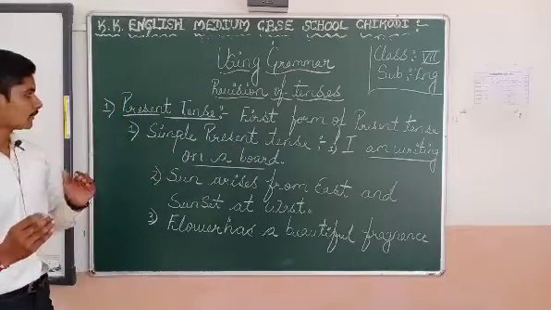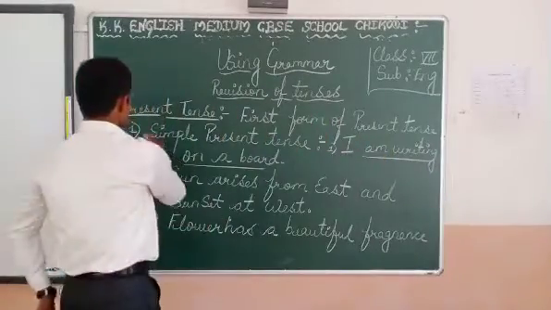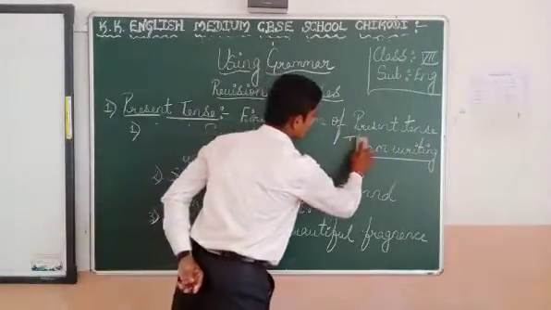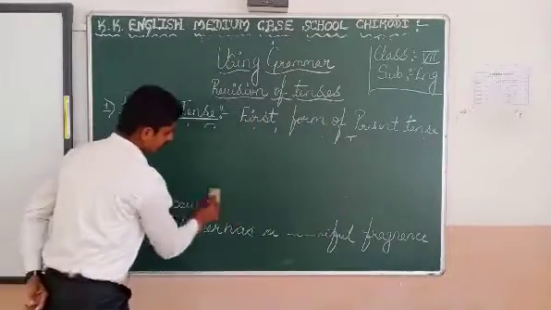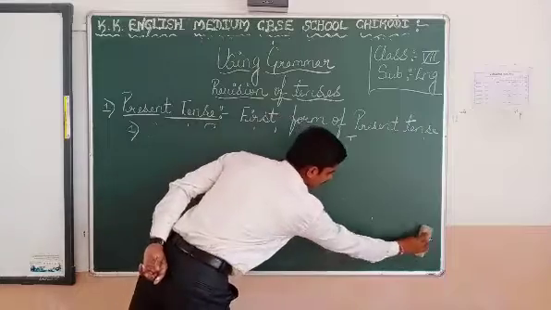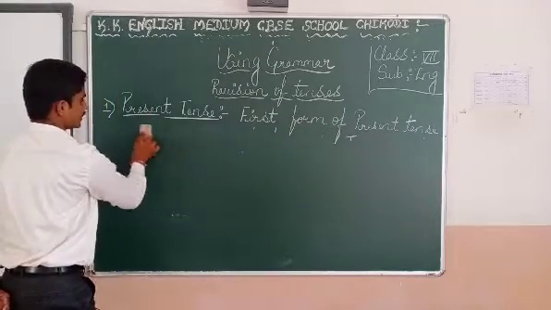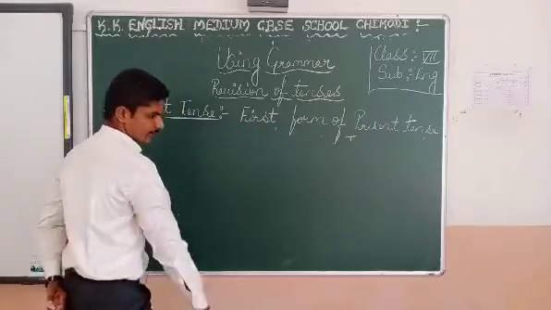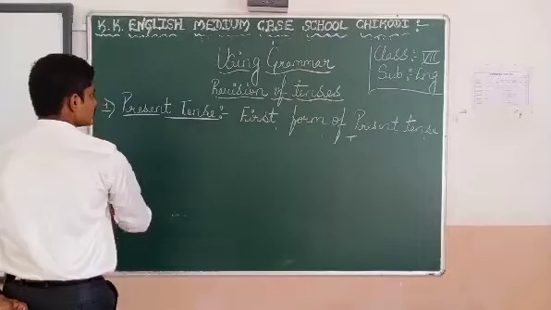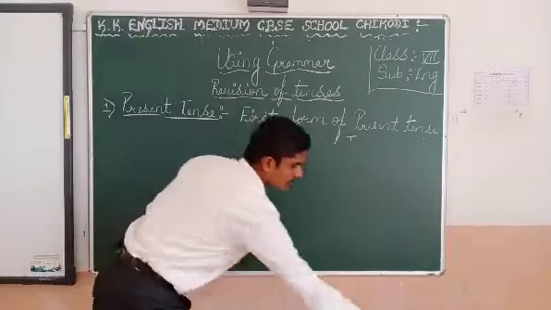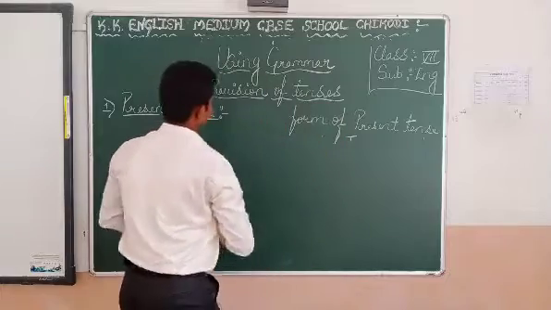Now let's go to present continuous tense. What is present continuous tense? Here, present continuous tense is the second form of the present tense. And let's begin with this by some suitable examples of present continuous tense. Let's begin. Now comes to second form of present tense.